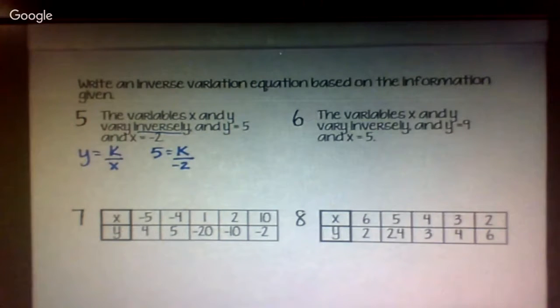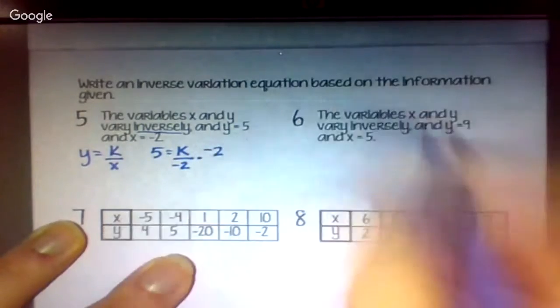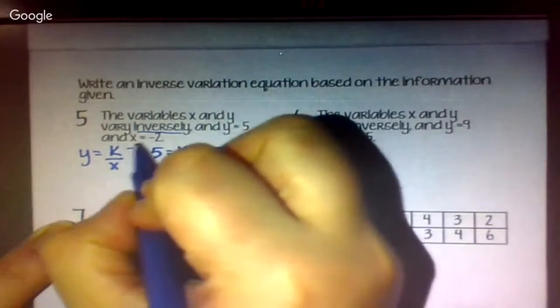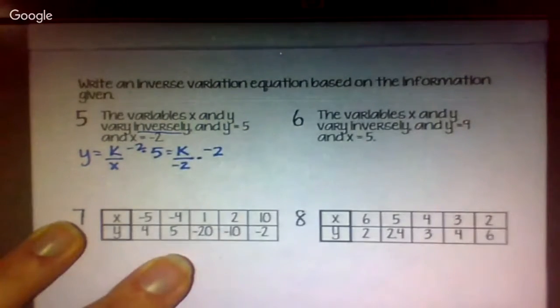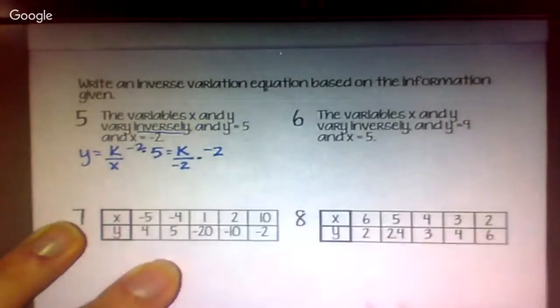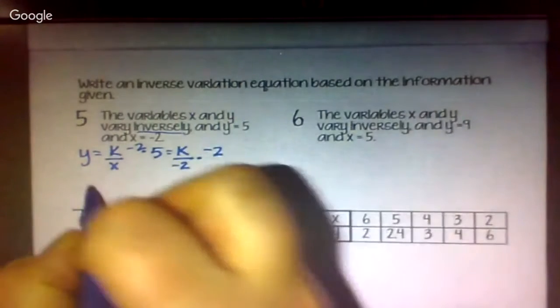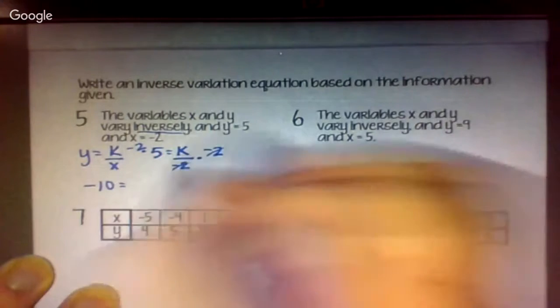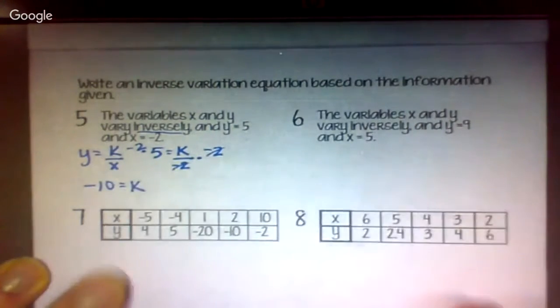If I want to get k by itself, how do I move that -2? Multiply. It's being divided, so to get rid of it, we multiply. What you do to one side, you do to the other. So we have -2 times 5, which is -10 equals, these two cancel, so -10 equals K.